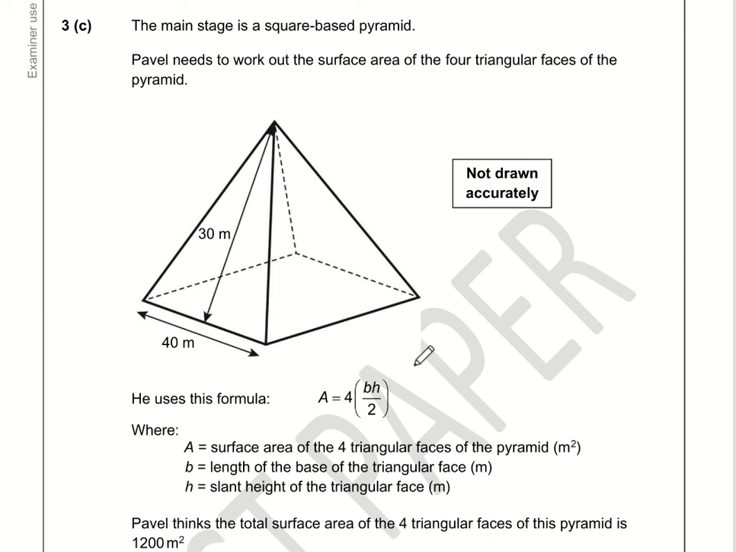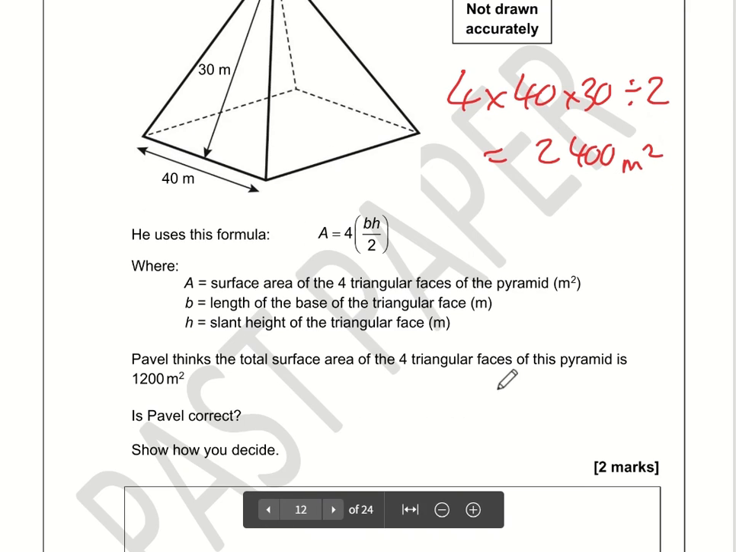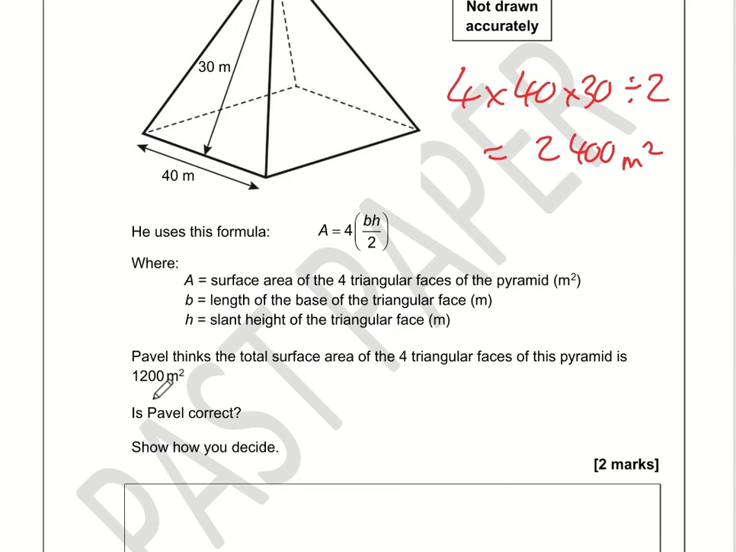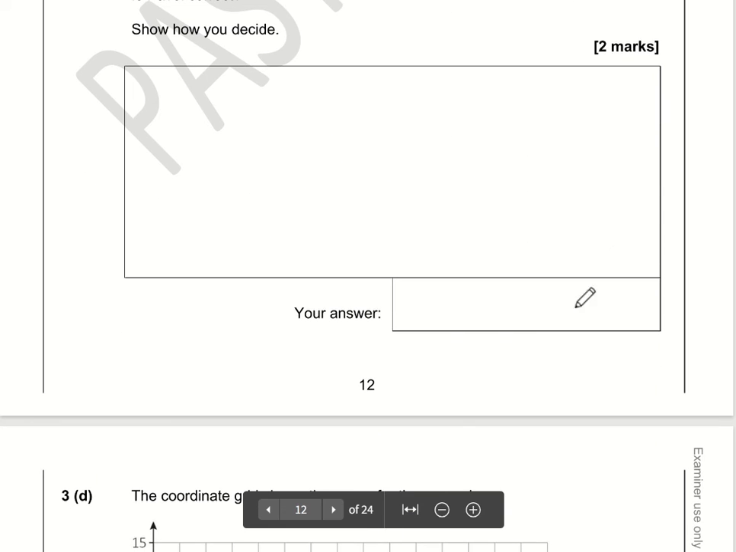Okay, so Pavel's using this formula. When you think of the formula, it's actually fairly straightforward. It's base times height divided by 2, that's the formula for the area of a triangle, and it's multiplied by 4 because there are 4 of them. So here we're going to be doing 4 lots of the base, which is 40, times by the height, which is 30, divided by 2, and 4 times 40 times 30 divided by 2 comes to 2,400 square metres. Pavel thinks the total surface area is 1,200, so maybe he's divided that by 2 again or something. So Pavel is incorrect.